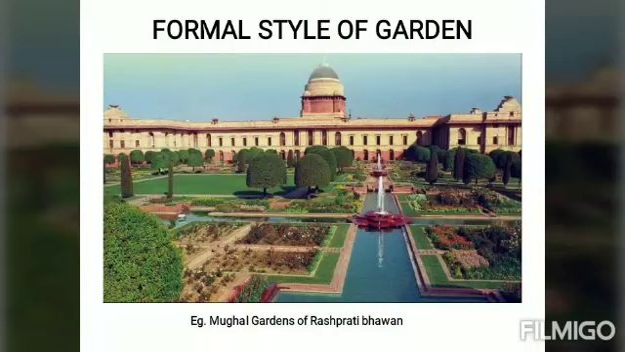The hedges, edges and topiary are to be trimmed. And even the shrubs and all are to be trimmed. You can see here, for example, this is one example of a formal style of gardening, that is the Mughal gardens of Rashtrapati Bhavan. Some examples of formal style of gardening are Mughal garden, Persian garden, Italian, French, Chinese, American, etc. And the example that I showed is the Mughal garden that you can find in India at Rashtrapati Bhavan.